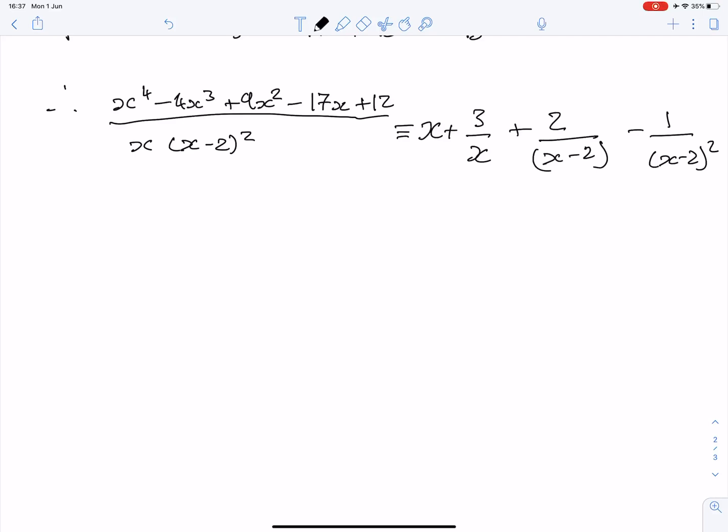Okay, homework attached with that is exercise 1G, questions 2, 4, 6, 8 and 10 should do.